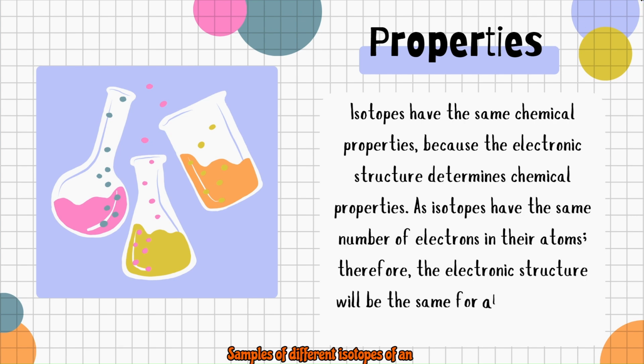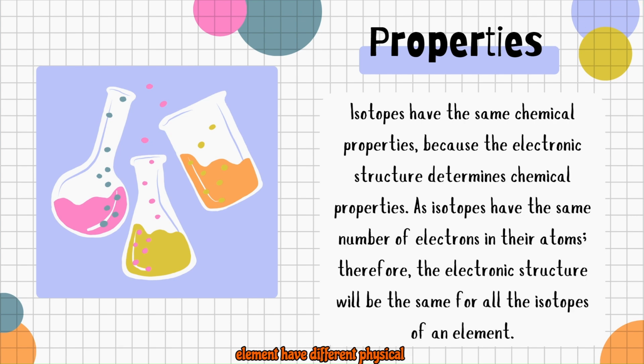Samples of different isotopes of an element have different physical properties. For example, they will have a different density and they may or may not be radioactive. However, they always have the same chemical properties because their reactions depend on their electronic structures. As the atoms will have the same number of protons and therefore electrons, the electronic structure will be the same for all isotopes of an element.